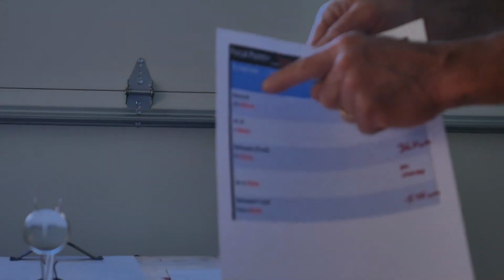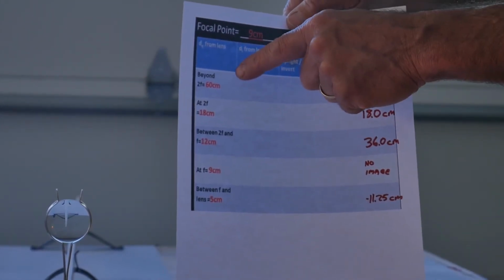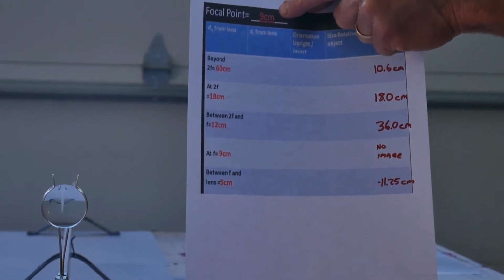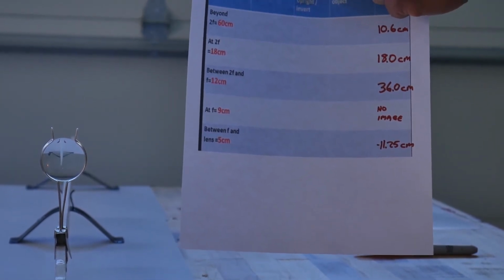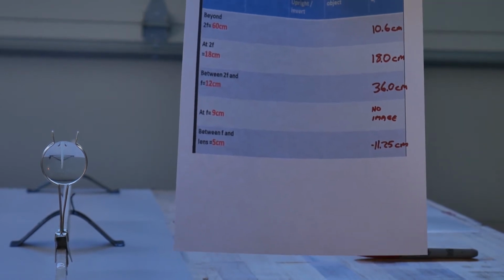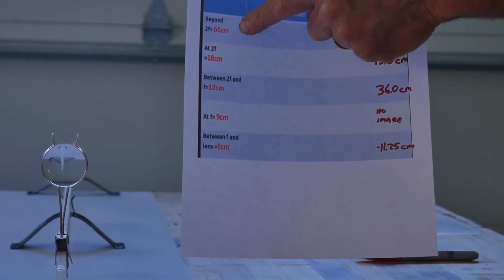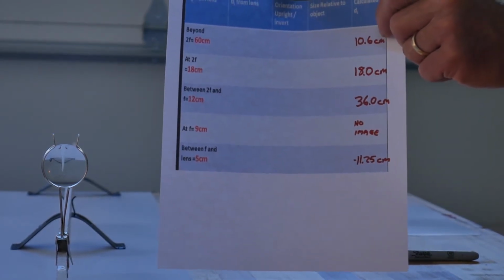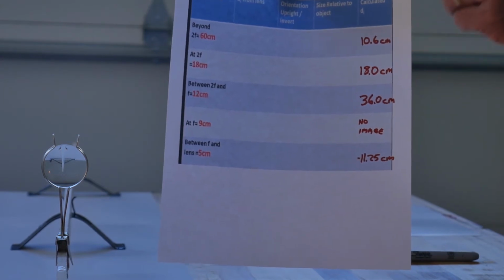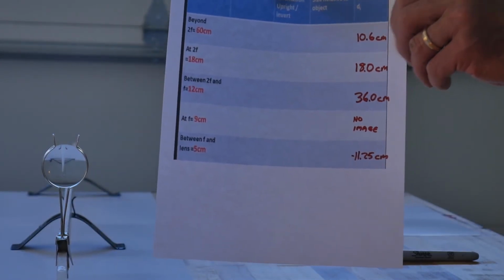We're going to put the object, which is a candle, beyond 2F. Since the focal point of this lens is 9 centimeters, twice that focal point is 18 centimeters. So we're going to set it way beyond that, at 60 centimeters, and in our calculation it came out to be 10.6, which will probably come out to be more like 9 because that's so far away from the 2F that it's probably going to be right at the focal point.